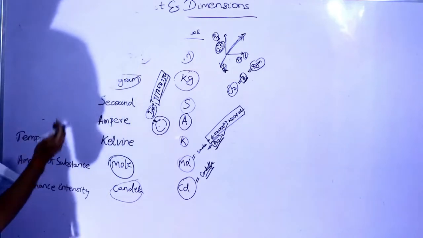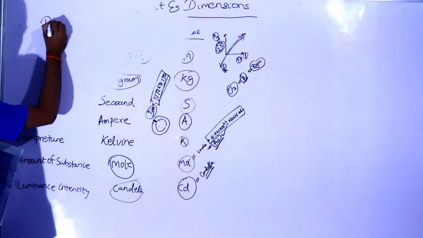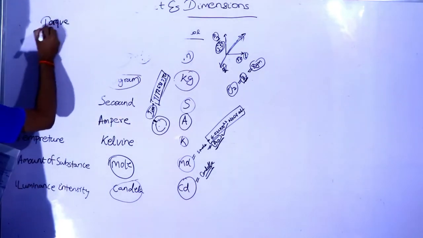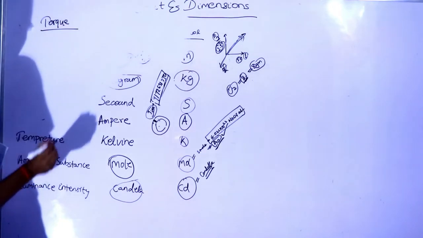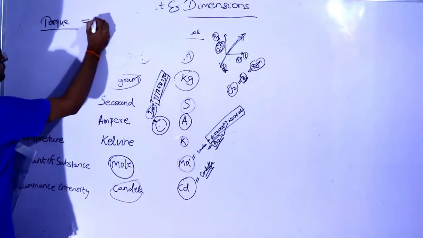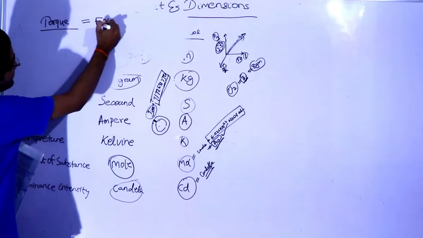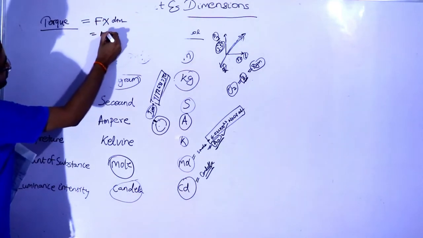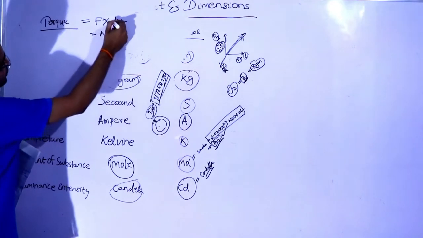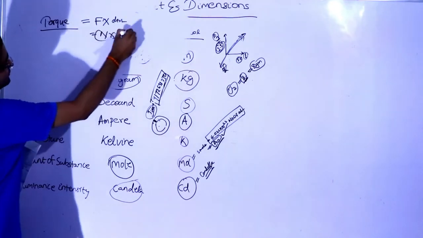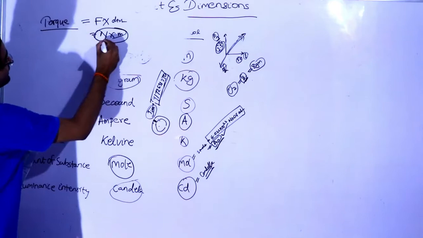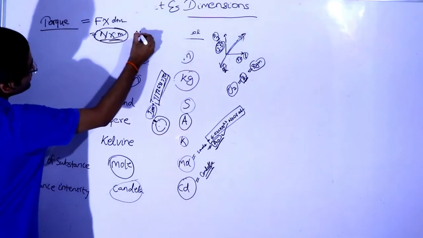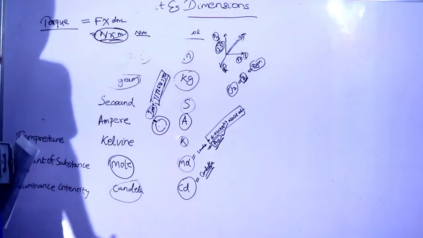Suppose there is a term called torque. There is a term called torque in mechanics, and this is defined as your force times the distance. This will give you Newton into meter. Suppose this is your output result. This gives the unit Newton meter. So in short, you can write Nm.